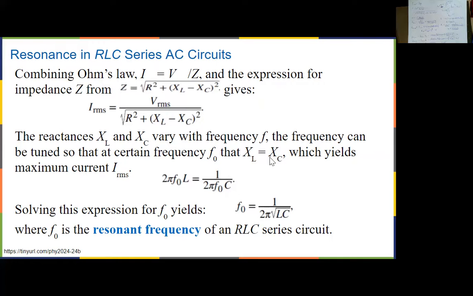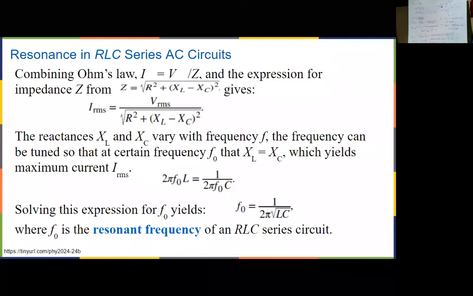So if XL equals XC, you'll have maximum RMS current. In that case, XL is equal to 2 pi frequency times L, and XC is equal to 1 over 2 pi F times C. And when that happens, we just say this is F0. This is the resonance frequency because that will give you maximum current. Okay, so you can set this up and solve for the resonance frequency of an RLC circuit. It turns out to be 1 over 2 pi square root of L times C. Okay, that's your resonance frequency for an RLC circuit.